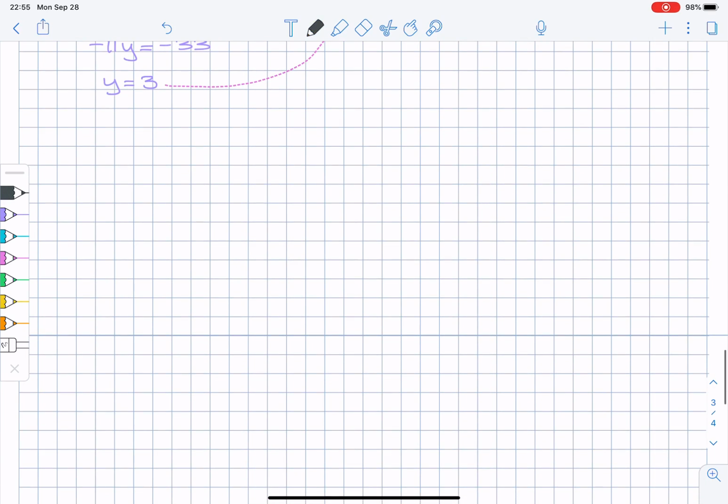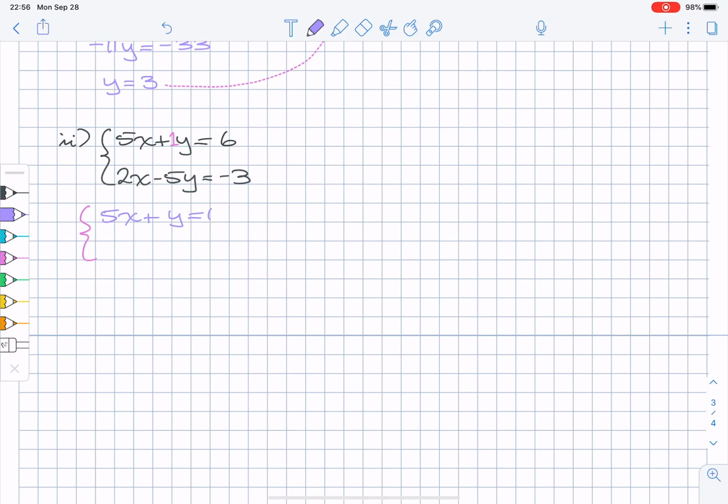Okay, let's do another one. Number 2. Let's do 5x plus y is equal to 6, and 2x minus 5y is equal to negative 3. So right away I see that there's a coefficient of 1 attached to that y. So that's the one I'm going to concern myself with. So I'll have 5x plus 1y is equal to 6, and 2x minus 5y is equal to negative 3.